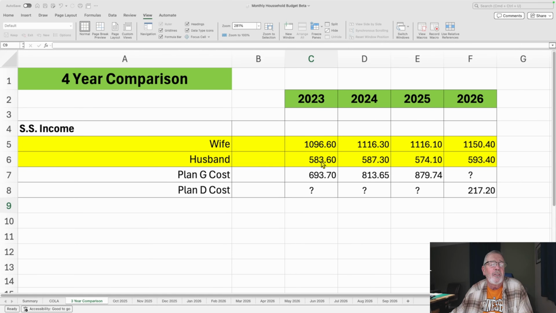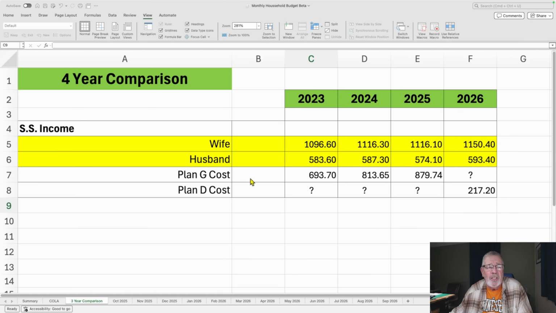Looking at his Social Security, same deal, $583.60, $587.30. It went down in 2025, and it went back up. It's going to go back up in 2026. Now, his, you can see the figures right here. I don't need to explain them to you.